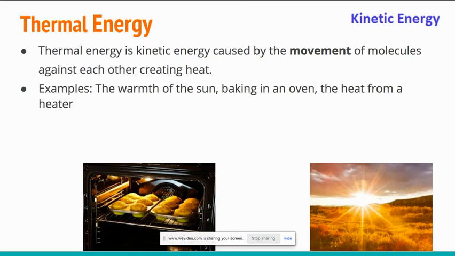But that being said, you can create thermal energy by creating a movement between your hands, and your hands heat up, right? And when we think about thermal energy, that's the warmth of the sun, something baking in the oven, the heat from a heater, rubbing your hands together.